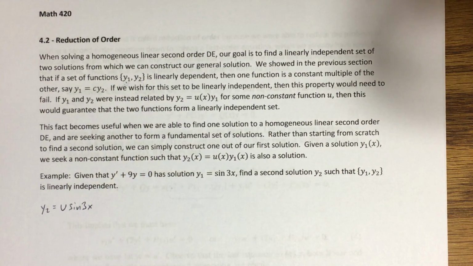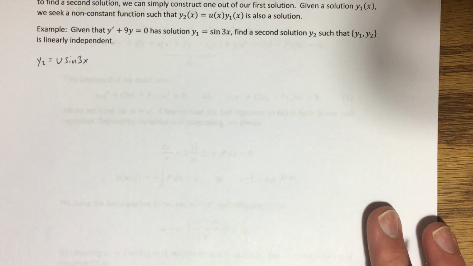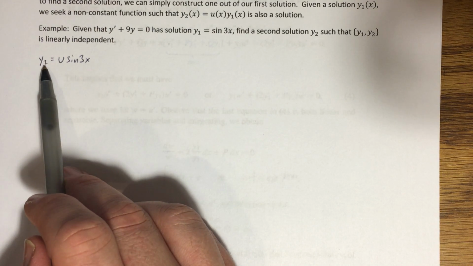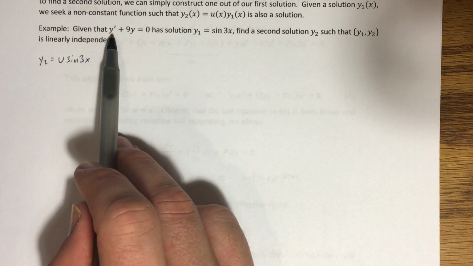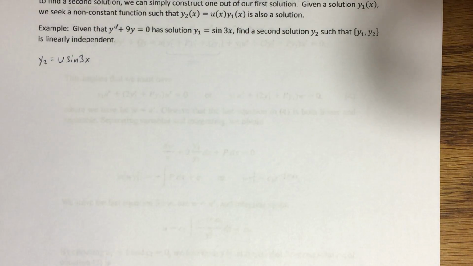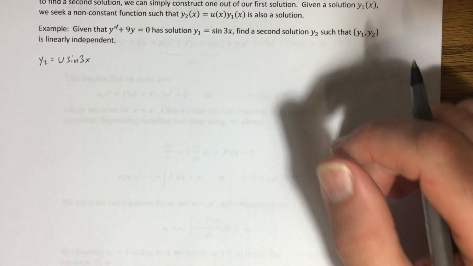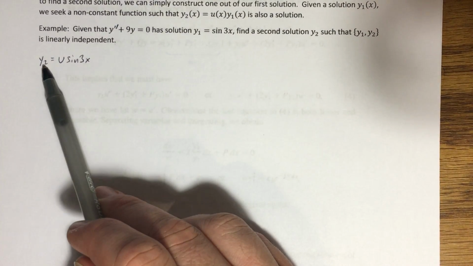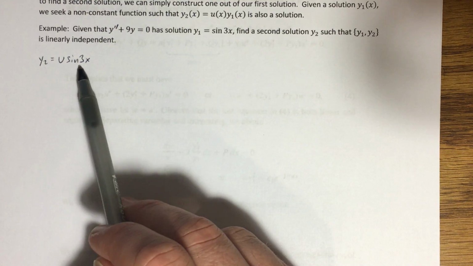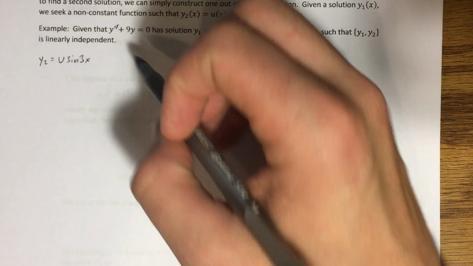Okay? Now, in order for this function to do what I want it to do, y2 needs to be a solution to this differential equation. I'm missing a prime here. That should say y double prime. Let me fix that. So in order for this to be a solution to this, I need to know the second derivative of this. So let's figure out some derivatives now.